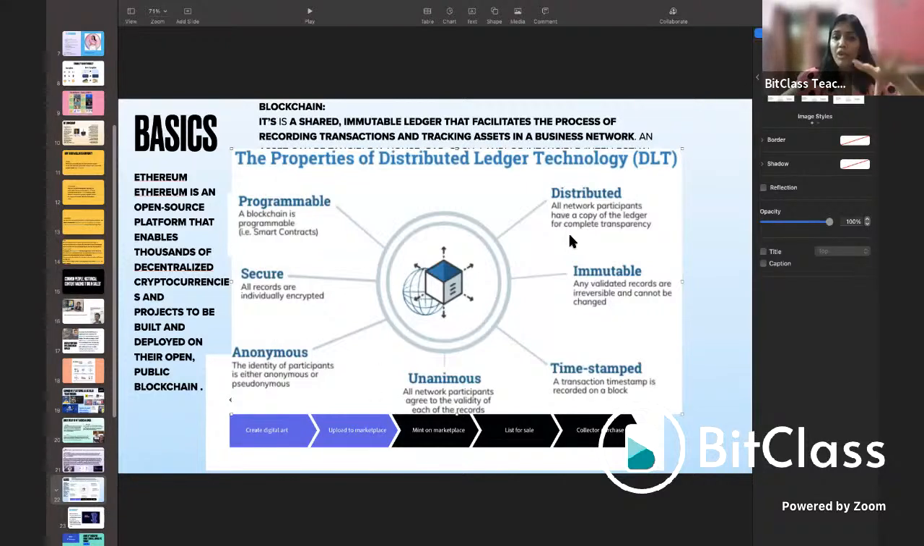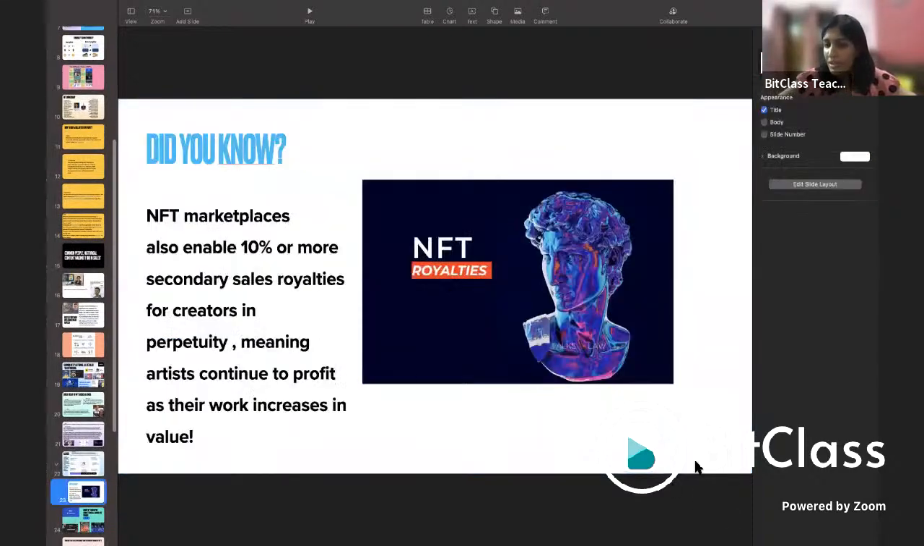Immutable means any validated records are irreversible and cannot be changed. Now, what does immutable mean? That means if I list a particular asset, it cannot be violated by anyone. No one can come and delete it. So these are the properties of DLT. Now let me explain one quick concept.